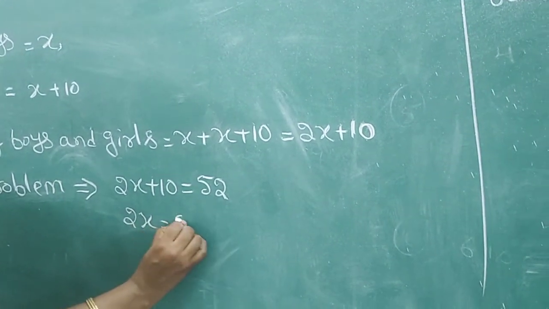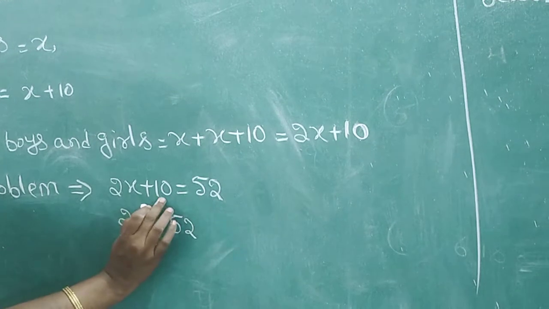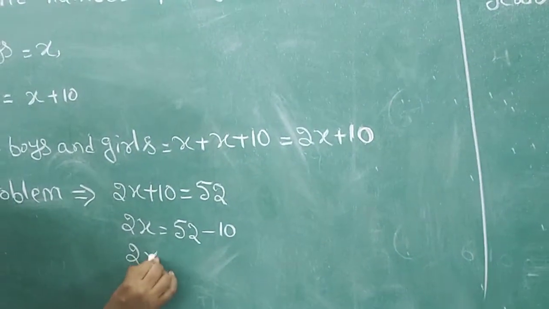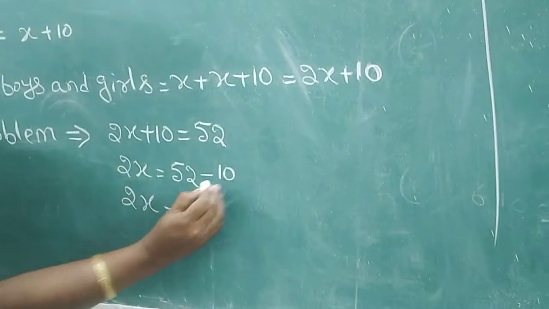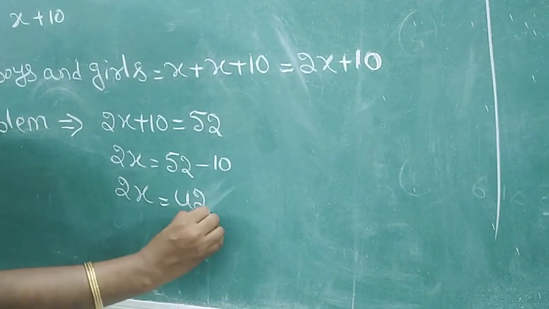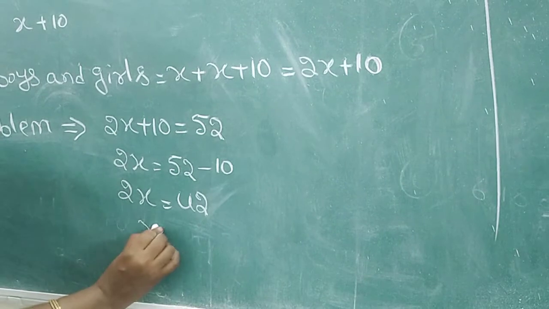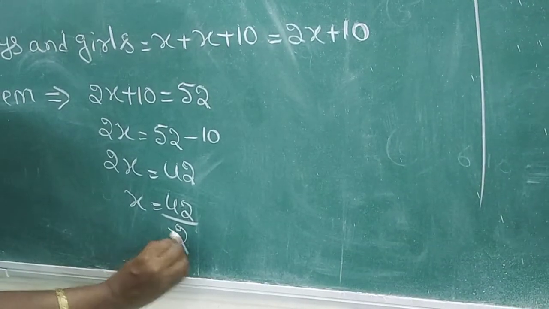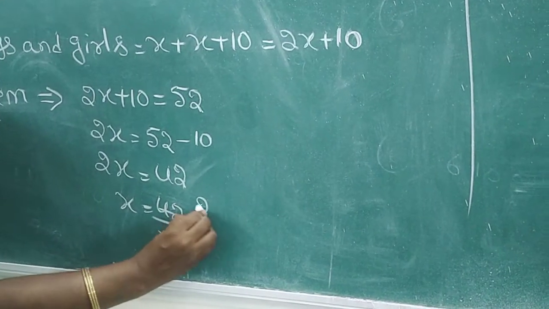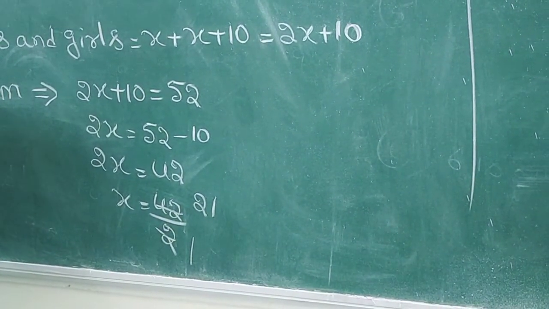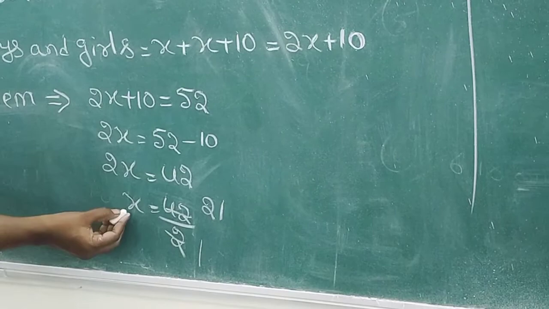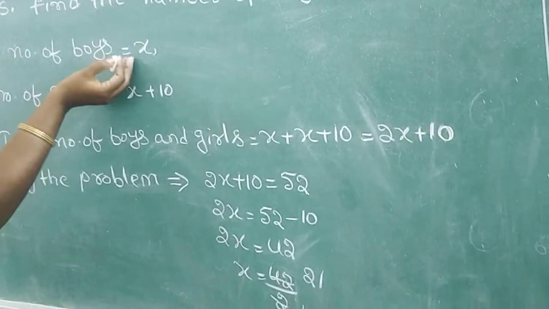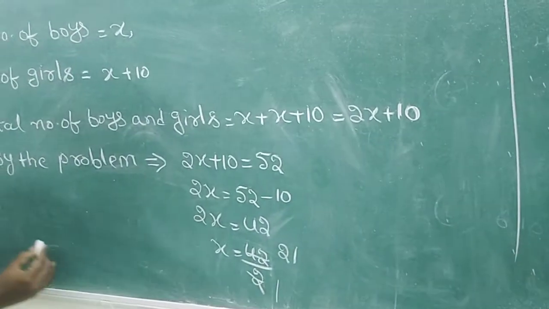2x is equal to 52 minus 10, that is 42. X is equal to 42 by 2, which is 21. X means the number of boys. Number of boys is equal to 21.